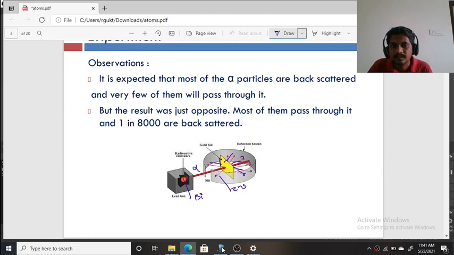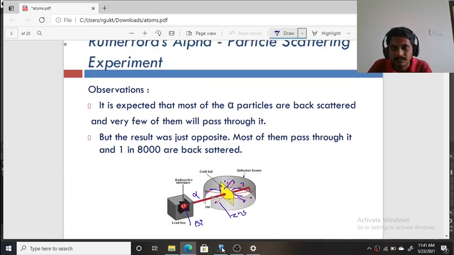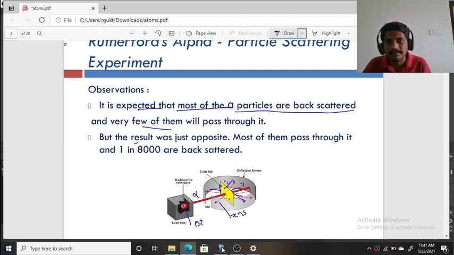So by counting the number of flashes, we can count the number of alpha particles reaching the detector. If you draw a graph between the number of alpha particles reaching the screen and the scattering angle, you can find this experimental observation. Actually, it is expected that most of the alpha particles are backscattered.